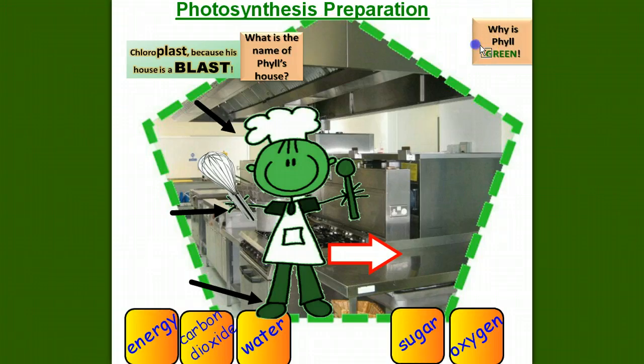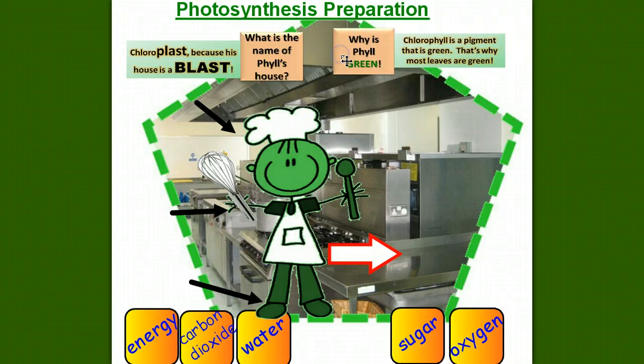And why is Phil so green? Chlorophyll is a pigment that is green. That's why most leaves are green. So again, we have Photosynthesis Preparation Station with chlorophyll, aka Phil.